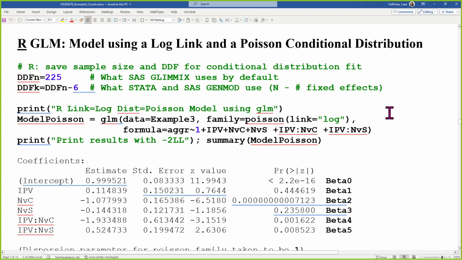So there are differences across packages in how this statistic is computed and what it considers degrees of freedom to be. In some packages, it's based on sample size. And in some packages, it's based on sample size minus the number of estimated fixed effects. So the first thing I had to do in R to reconcile this across Stata and SAS, which do it differently, is create 2 placeholder variables for what degrees of freedom is going to be in this model. I have 225 subjects. I have that minus 6. So SAS GenMod and Stata use this version, and SAS Glimmix uses this version. So when you see differences, this may be one of the reasons why.